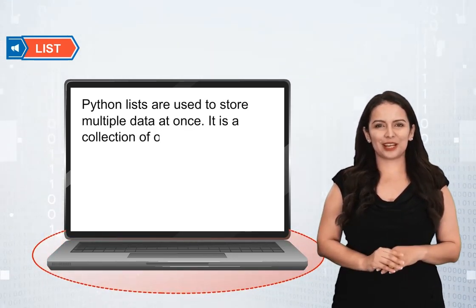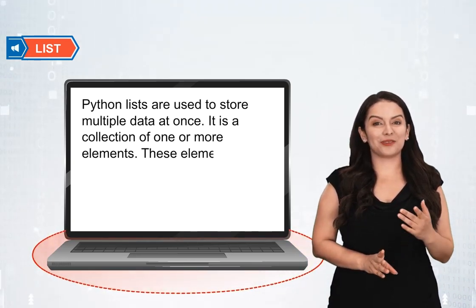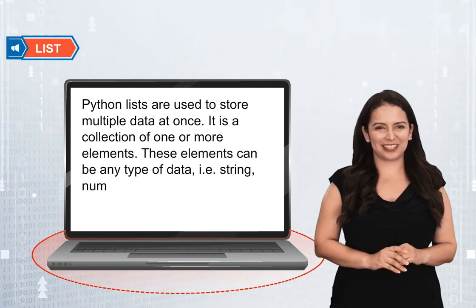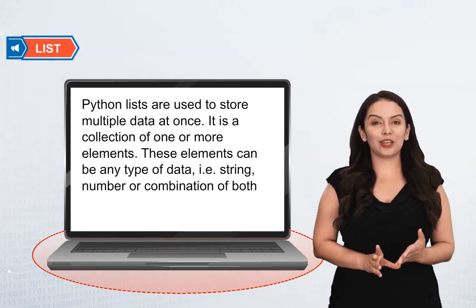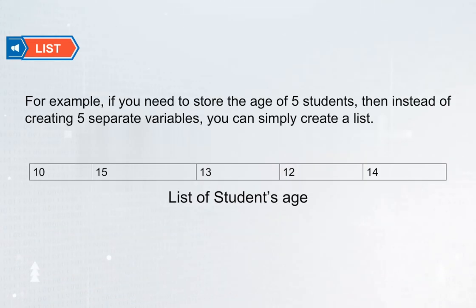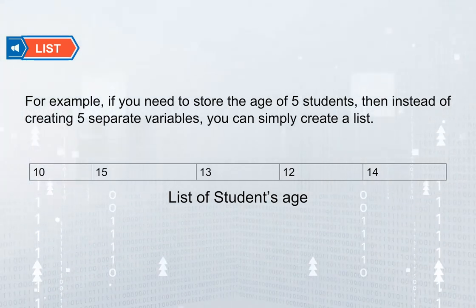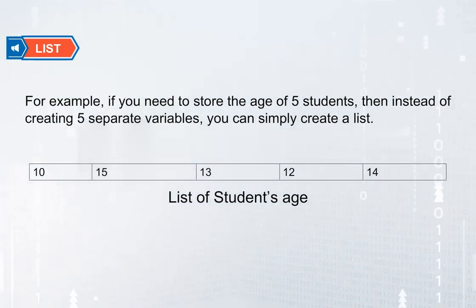List. Python lists are used to store multiple data at once. It is a collection of one or more elements. These elements can be any type of data, that is, string, number, or a combination of both types of data. For example, if you need to store the age of 5 students, then instead of creating 5 separate variables, you can simply create a list.